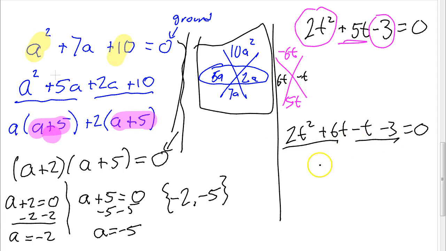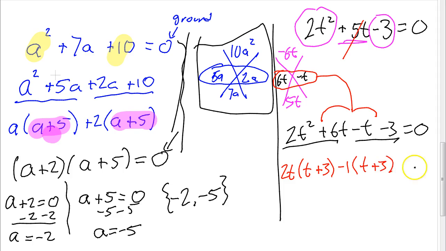And GCF of the first two, GCF of the second two, same process. So that's where I got this part, it just came from the middle here. I took out 5t and I put in 6t minus t instead. And the 2t squared and the minus 3 stay the same. So we get this. So we get 2t minus 1 equals 0 and t plus 3 equals 0.